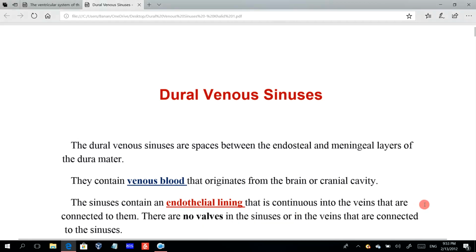Bismillahirrahmanirrahim. Our lecture today is about the dural venous sinuses. The dural venous sinuses are spaces between the petrosal layer and meningeal layers of the dura mater.